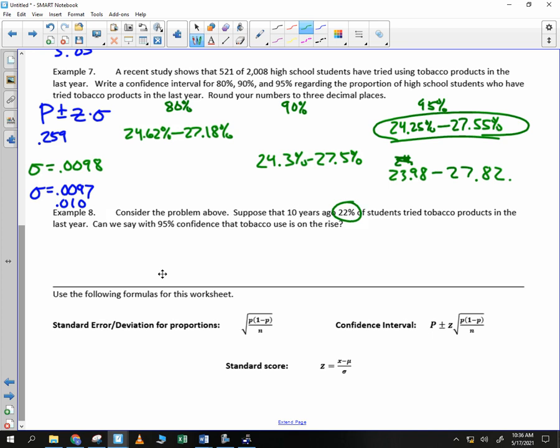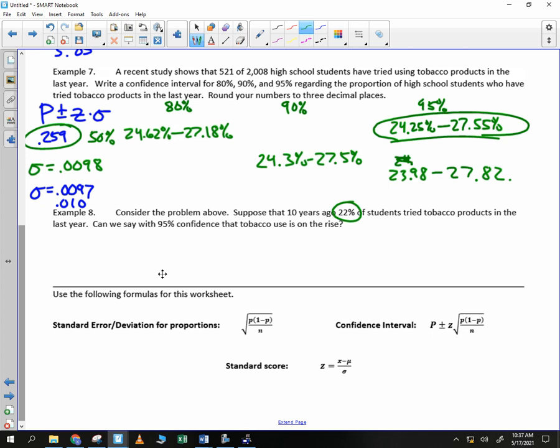So, that's a statistic that we gained last year. Is our new percentage higher or lower? It's higher. Now, suppose that this statistic wasn't 25.9%. Suppose it was 50%. Would you say that tobacco use is definitely on the rise?